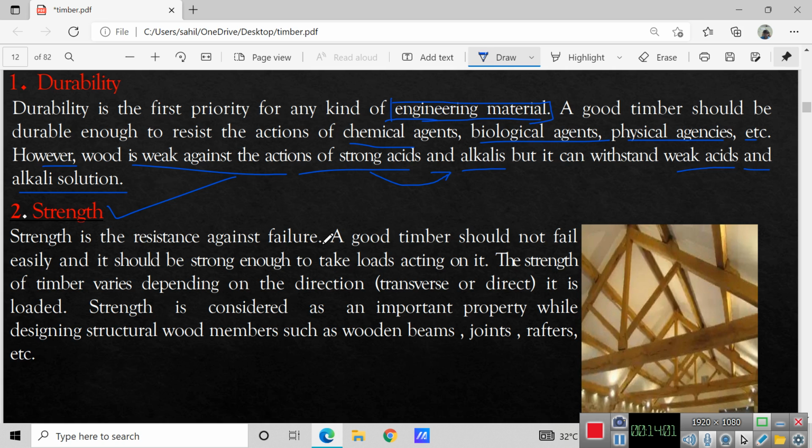Now second is strength. Strength is the resistance against failure. So wood must be capable of taking a good amount of load. The strength of timber varies depending on the direction it is loaded, so the direction of load also acts as a factor of the strength of the wood. Strength is considered an important property while designing structural wood members such as wooden beams, joints, rafters, etc.